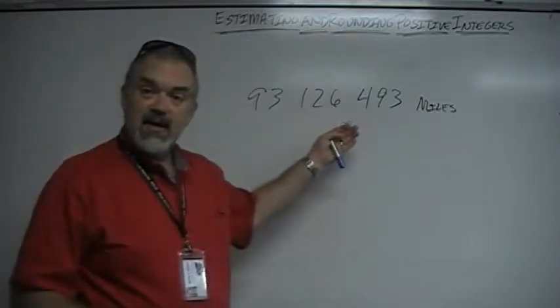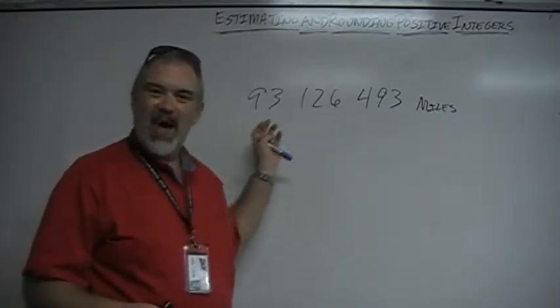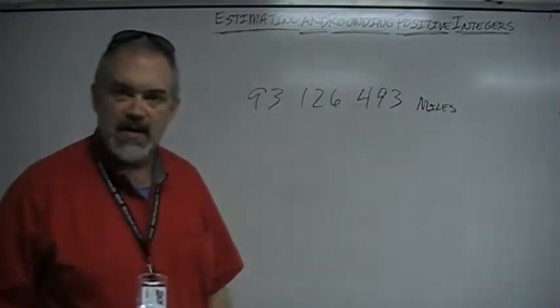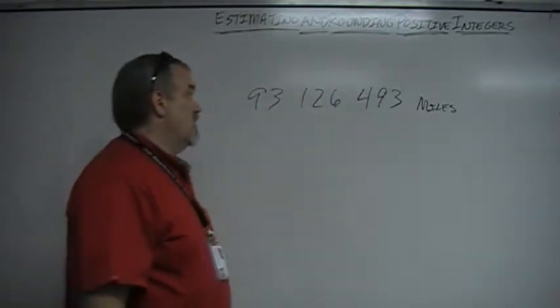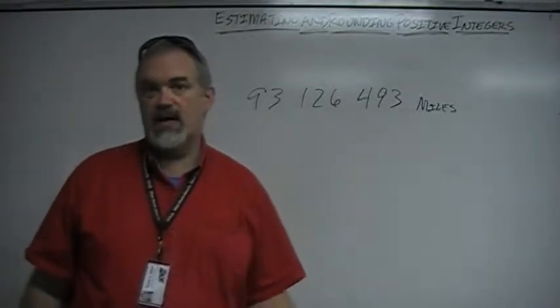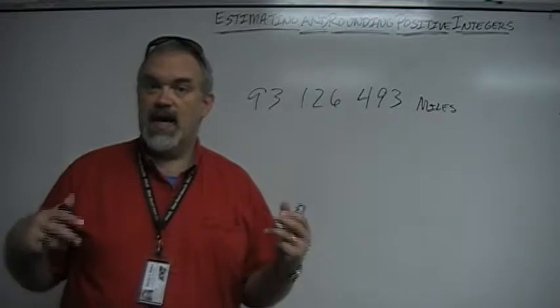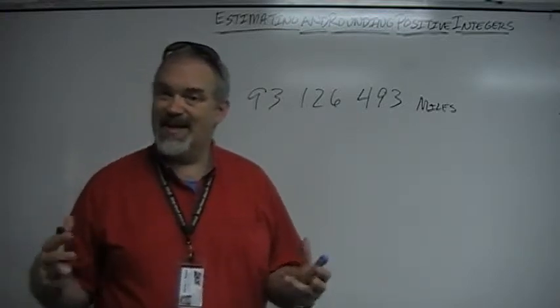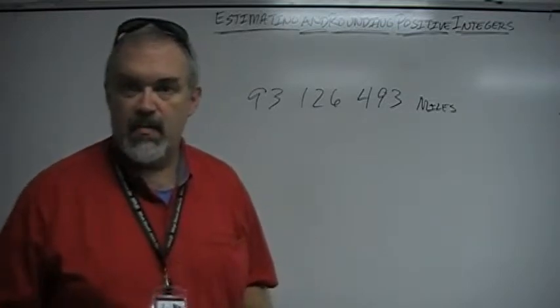Plus, we don't really want to write down that many numbers or have to talk about that many numbers when we talk about the distance. Well, the sun is 93,126,493 miles away from us. It's easier just to say 93 million. It's an approximation or an estimation. It's not exact, but it's close enough for what matters.